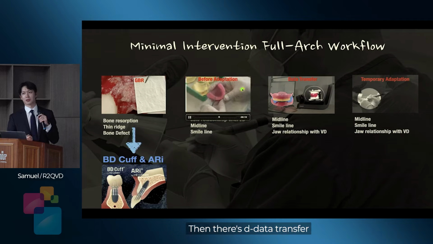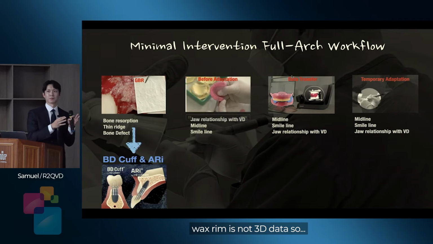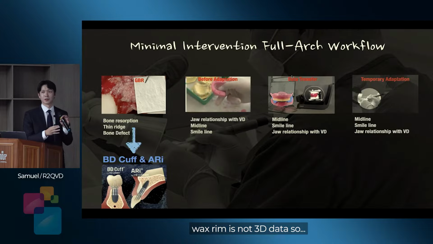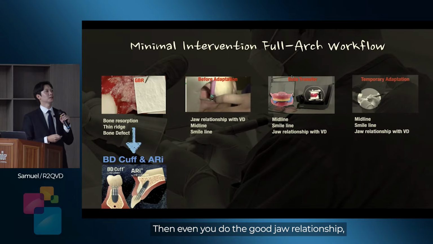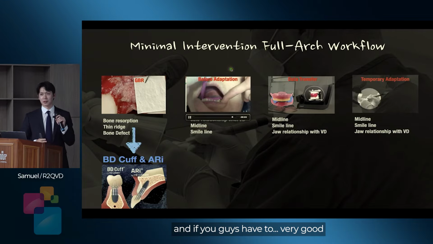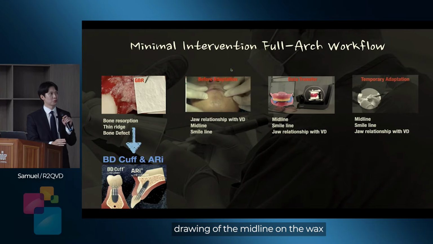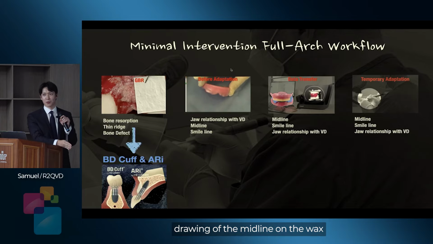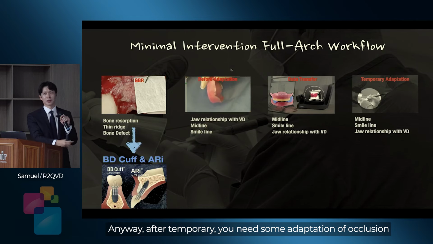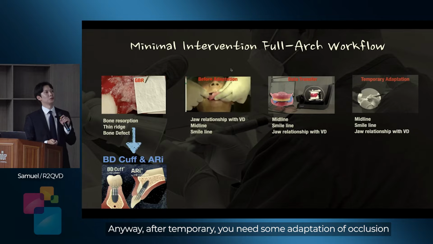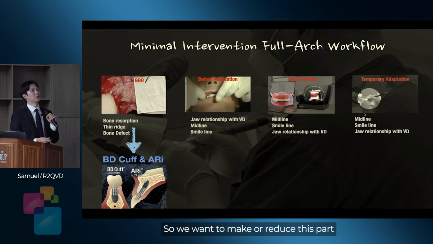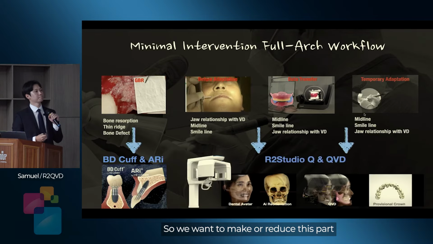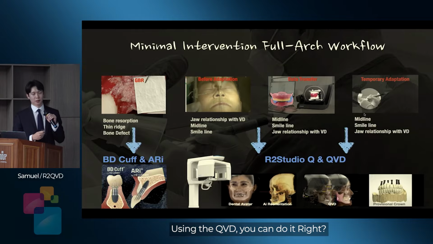Then data transfer. That means the wax rim is not 3D data, so we have to do 3D data scanning, something like that. Even if you do a good jaw relationship, you have to have a very good drawing of the midline on the wax. Anyway, after the temporary, you need some adaptation of occlusion and bite, everything. So we want to reduce this part. Using the QVD, we can do it, right?